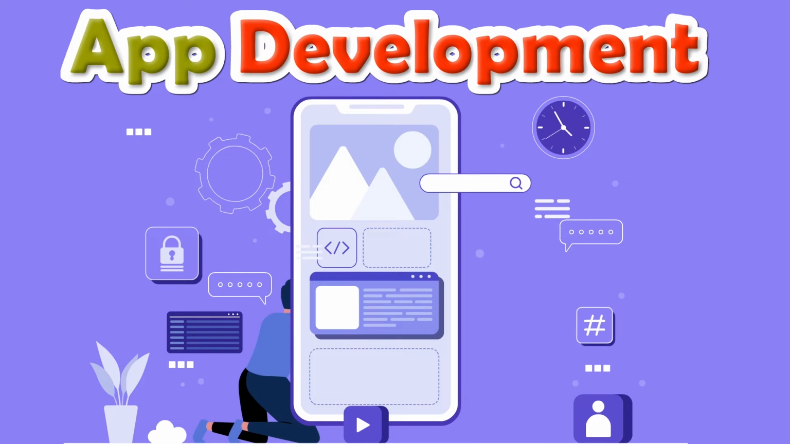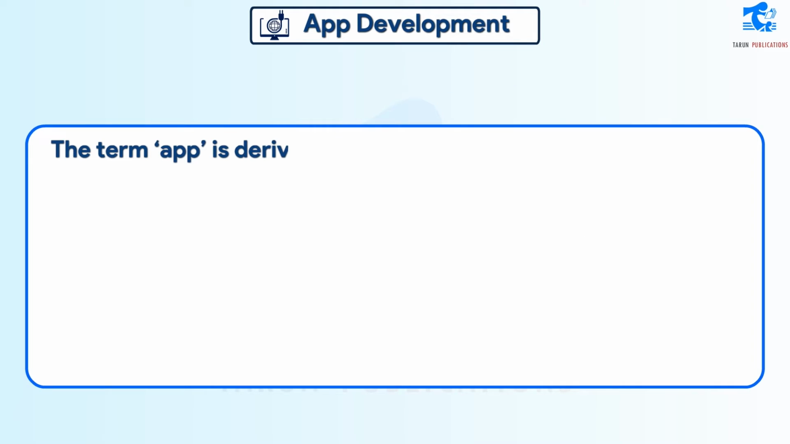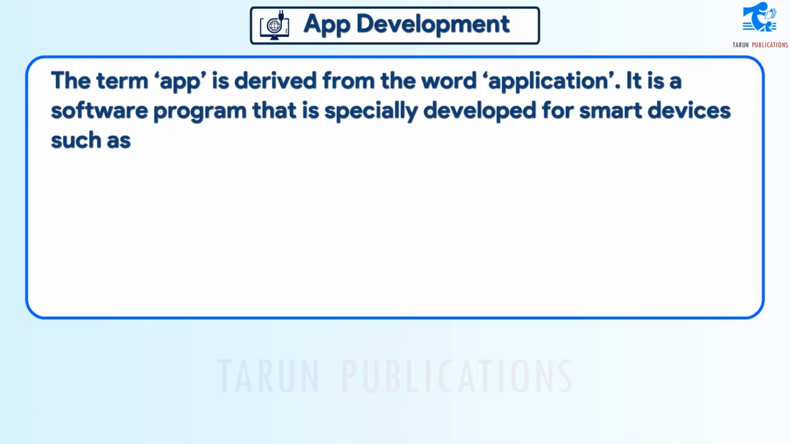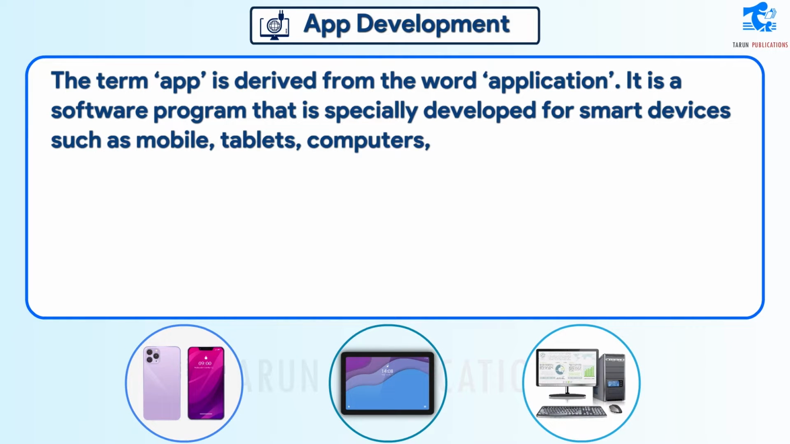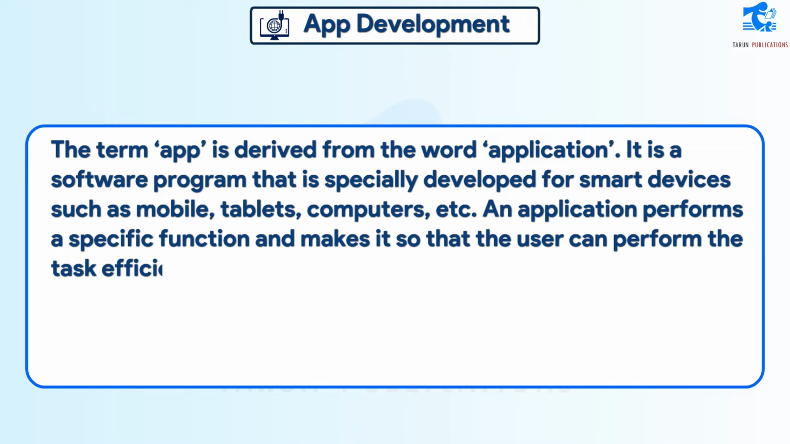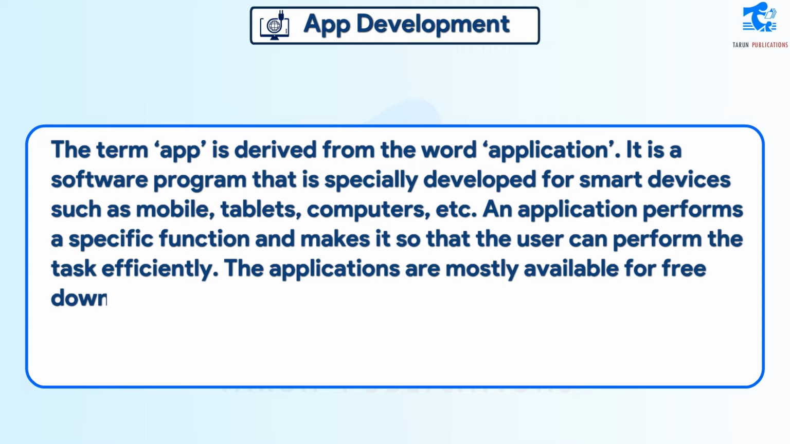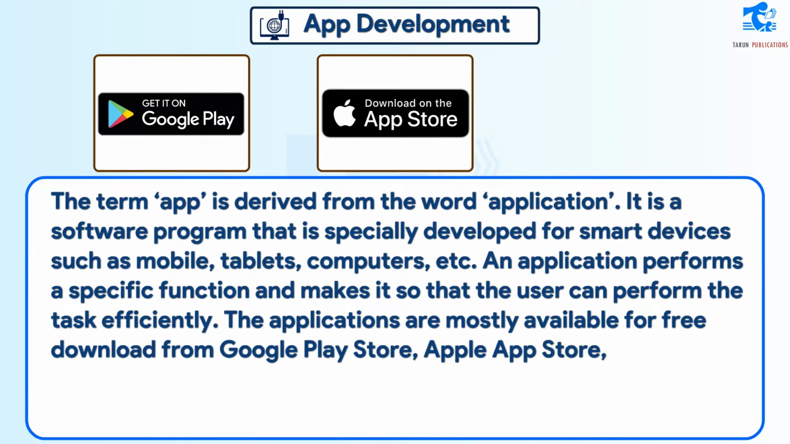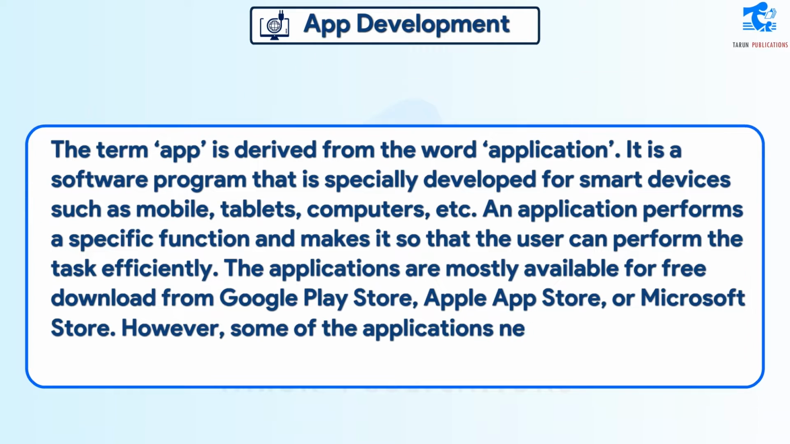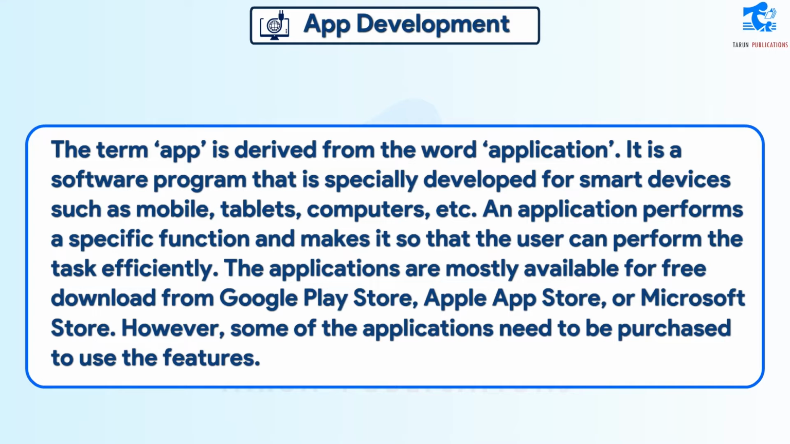App development. The term app is derived from the word application. It is a software program that is specially developed for smart devices such as mobile, tablets, computers, etc. An application performs a specific function and makes it so that the user can perform the task efficiently. The applications are mostly available for free download from Google Play Store, Apple App Store, or Microsoft Store. However, some of the applications need to be purchased to use the features.